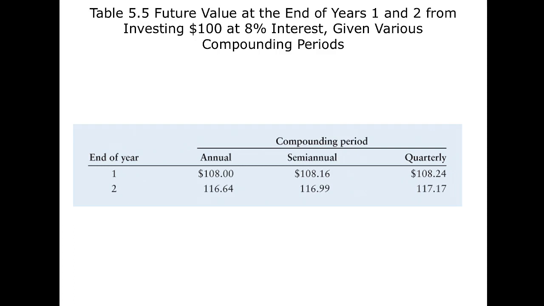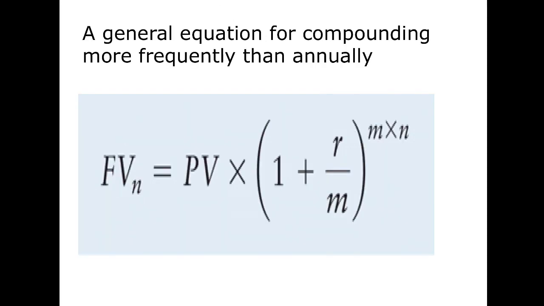We can see then that with annual interest, at the end of 2 years we would have had $116.64, and as we just saw with semi-annual compounding we'd have $116.99. We could also compound quarterly, or every 3 months, and if we had done so we would have arrived at a future value of that $100 of $117.17.